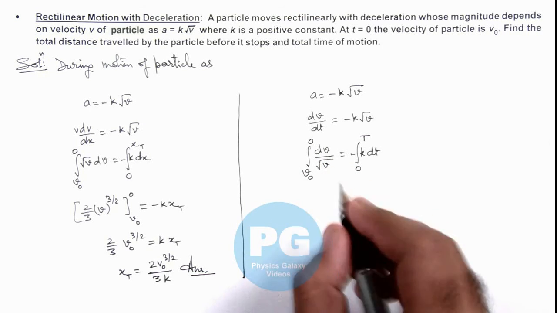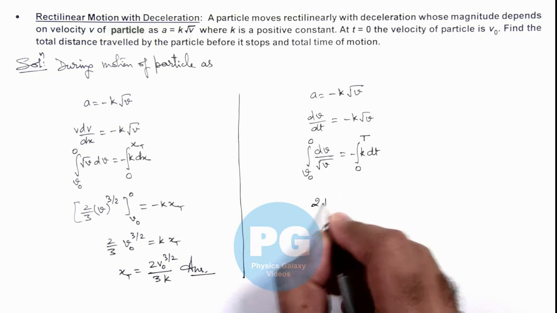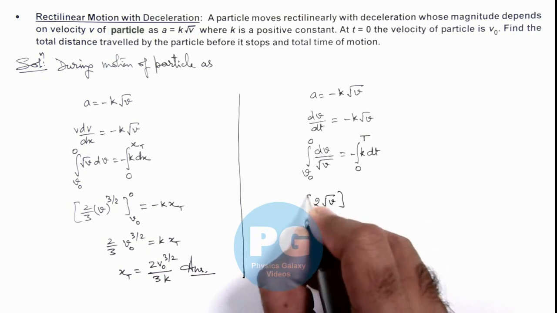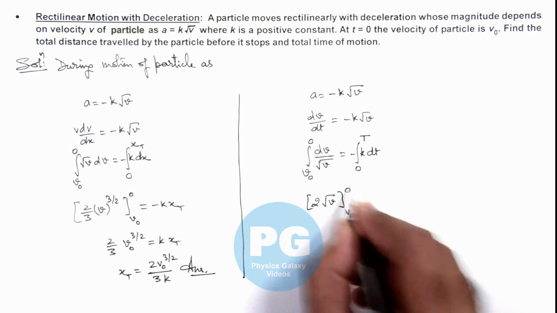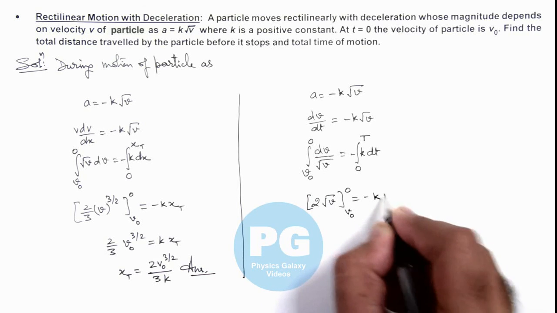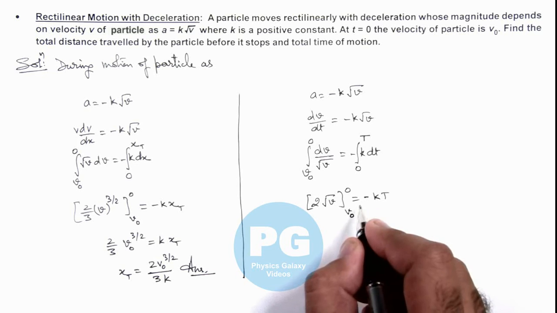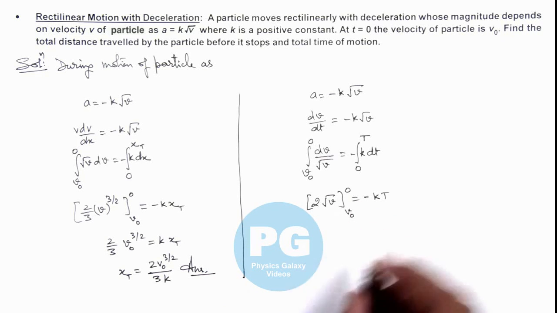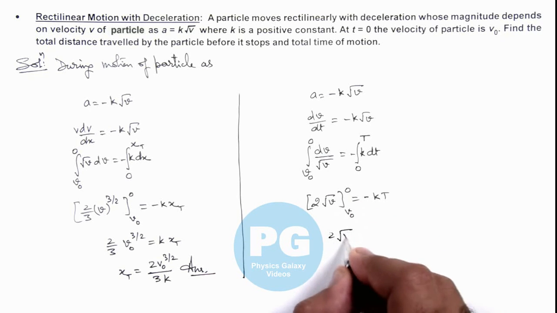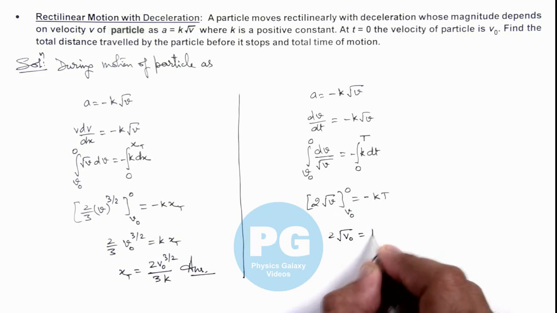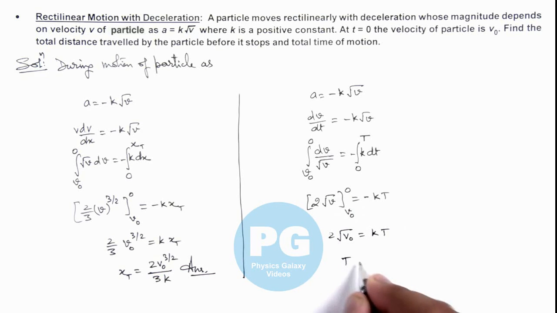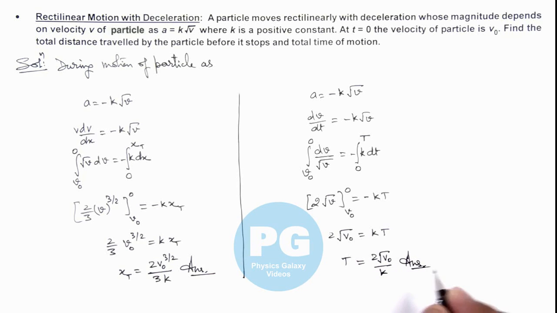So if we integrate, we get 2√v, and we put the limits from v₀ to 0, and this equals −kt. Again, this negative sign can be used in reversal of limits, and we can write it as 2√v₀ = kt. Or the total time of motion we can write as 2√v₀ by k. That is another result of the problem, the total time of motion before the particle stops.